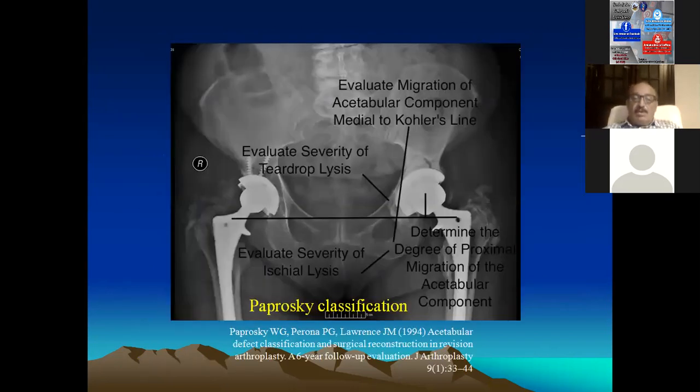The Paprosky classification is more commonly used. This classification depends on identification of several points in the plain X-ray, which are the Kohler line, teardrop, and ischial lysis. All these items can be used to make the classification, the Paprosky classification, which is the most commonly used in the arthroplasty field.